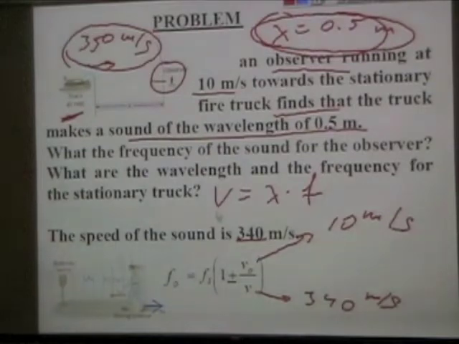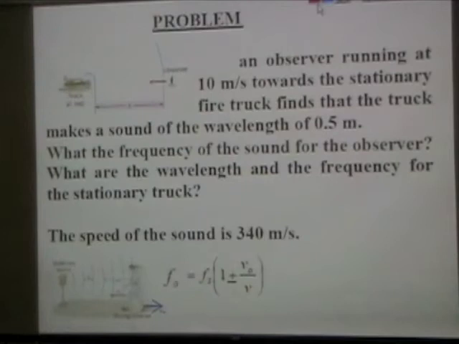You can't use speed relative to the ground, for example, and frequency experienced by an observer if it's moving, because they don't match. So observer, observer, observer. This is the most important point. Now we're all set.